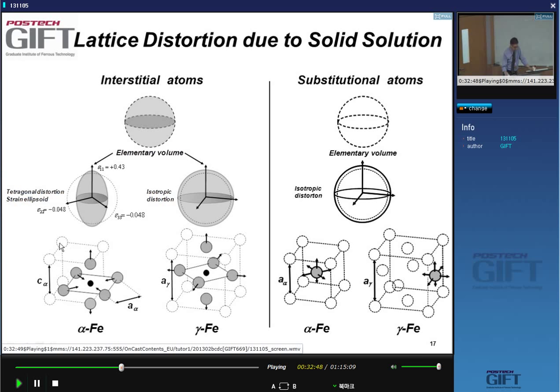This is the cubic unit cell of alpha iron. When I put a carbon in the octahedral position, the lattice is stretched in this direction. When these two atoms are pushed away, these four atoms move in. So what used to be a spherical space in this lattice becomes an ellipsoid.